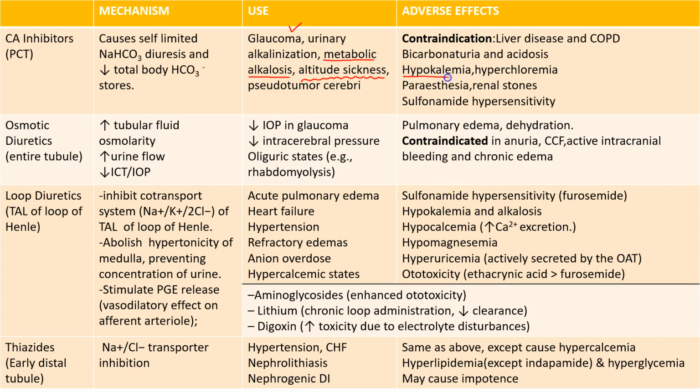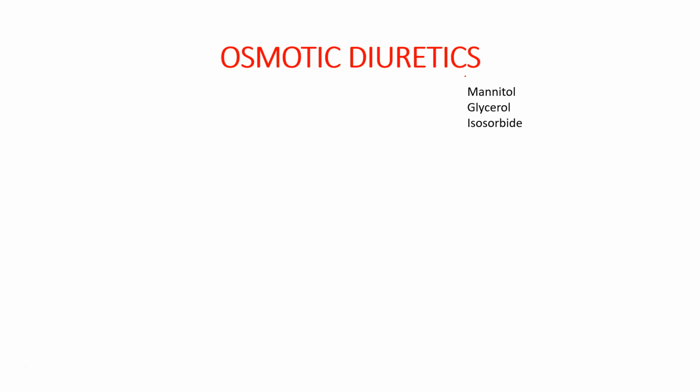Hypokalemia. This occurs because the increased sodium inside the lumen will then be exchanged with potassium at the level of collecting ducts. Paresthesia and renal stones may occur, and it may also cause sulfonamide hypersensitivity. Coming to osmotic diuretics, which can involve the entire tubule, but the main action occurs at the level of PCT and the loop of Henle.